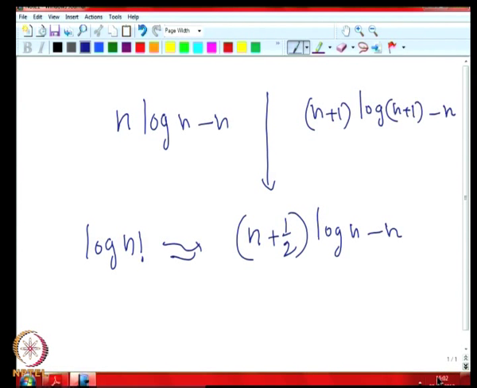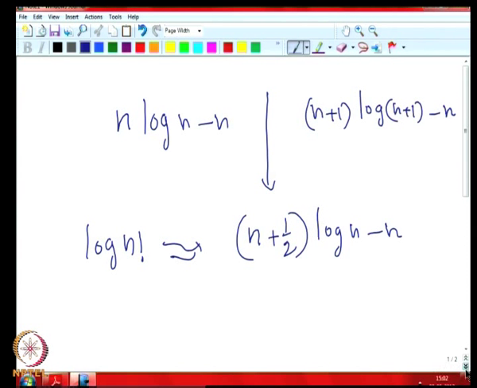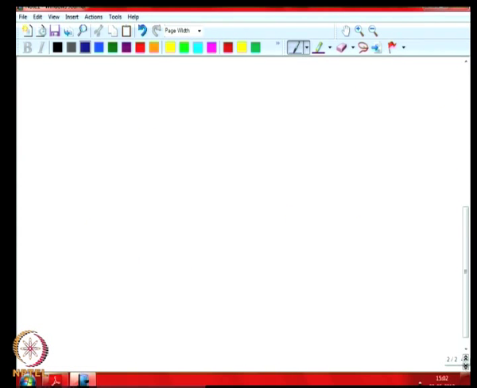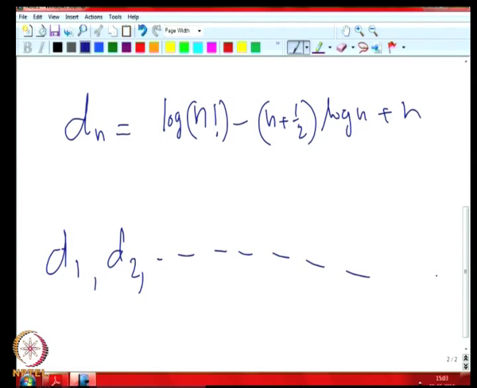With that intuition we try to evaluate the difference between these two, log n factorial minus n plus half log n plus n. That means we are interested in this quantity, log n factorial minus n plus half into log n plus n, overall minus. Let us define this as some sequence dn. So, we will have for n equal to 1 d1, then n equal to 2 d2 and so on. So, we can write certain numbers, and the question is, as n tends to infinity, what happens to this sequence dn.